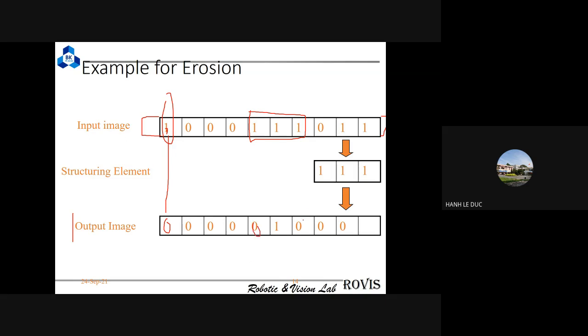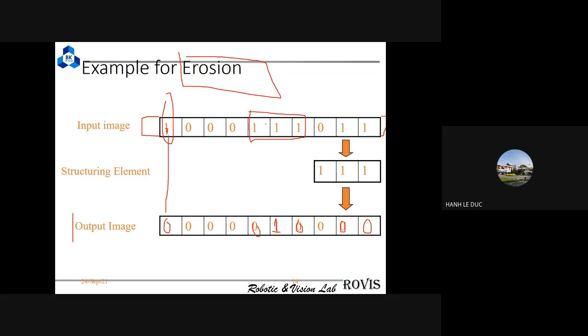This one becomes 0. This one 0, and this one 0, and this one 0. Okay. So the result here, you can see, is just still 1 here, right? Still 1 here. Okay. So the erosion in Vietnamese we call phép co. That means we will eliminate the pixel that is not necessary.